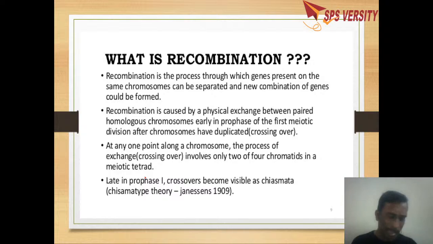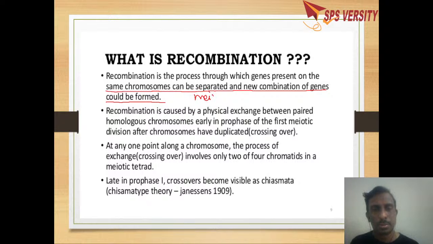So here, what is happening? What is this recombination? What is the process that leads to recombination? Recombination is a process by which the genes present on the same chromosome are separated and a new combination of chromosomes is formed. That means during the process of meiosis, the genes are separated and they form new combinations.